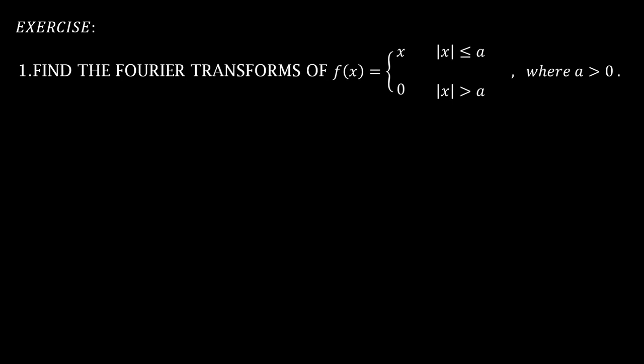To find the Fourier transform of the function f of x equal to x for mod x less than or equal to a, and 0 for mod x greater than a, where a is positive. From the definition of Fourier transform, the Fourier transform of the function f of x is given by integration f of x into e to the power isx dx, where the limits of x vary from minus infinity to infinity.